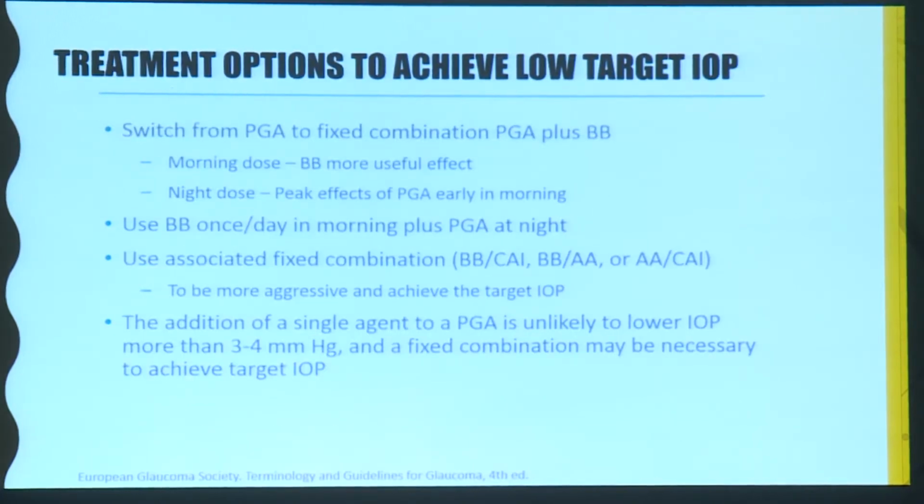The treatment options I had at hand for this case were either switching the PG analog to a fixed combination of PGA and a beta blocker, or adding a beta blocker over and above the PG analog, or using a fixed combination over and above the PG analog that the patient was already using. But always remember that addition of a single agent to a PG analog is unlikely to lower the IOP by more than 3 to 4 millimeters of mercury.